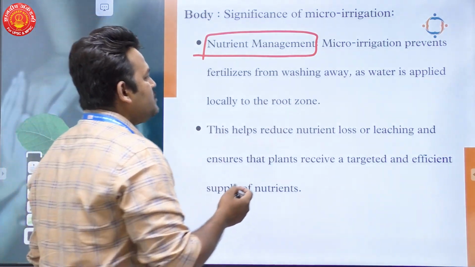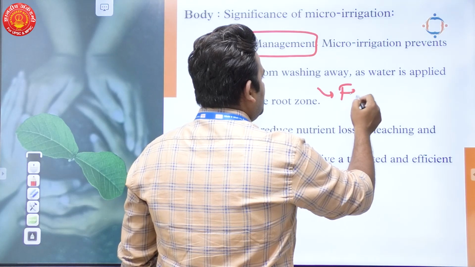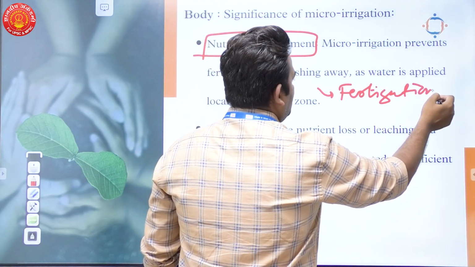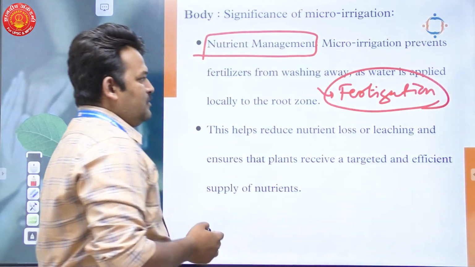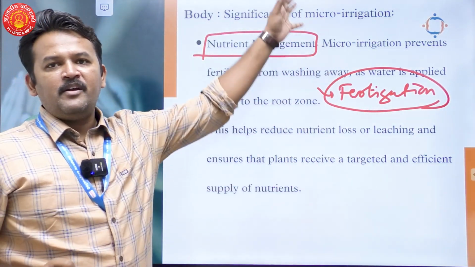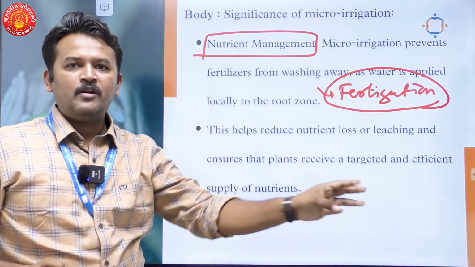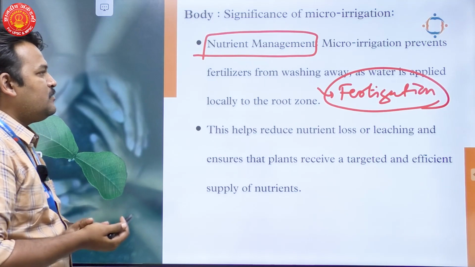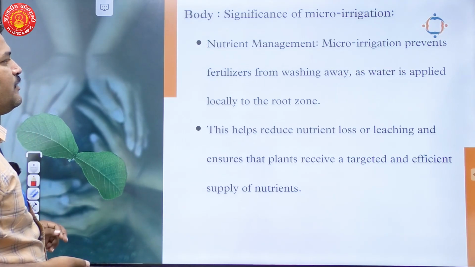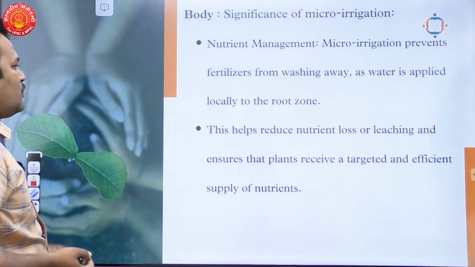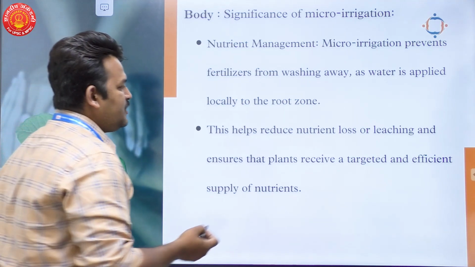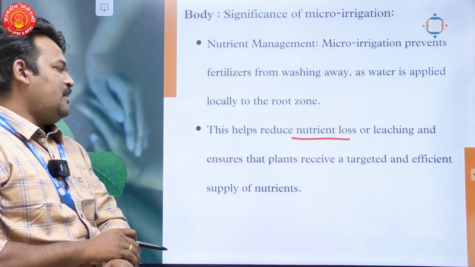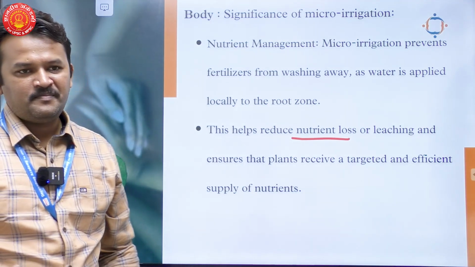Here we have to install another system, known as the fertigation system. With the combination of fertigation and micro irrigation, we are able to save water and fertilizers as well. Micro irrigation prevents fertilizers from washing away, as water is applied locally to the root zone. This helps reduce nutrient loss and leaching, and ensures that plants receive a targeted and efficient supply of nutrients.